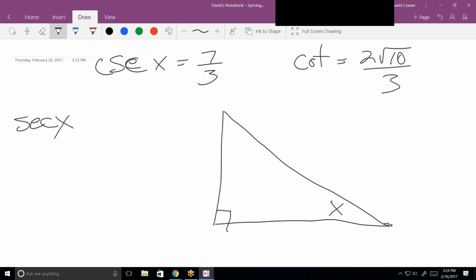The cosecant of x equals 7/3. What two sides can I dimension? You can dimension the opposite side and the hypotenuse. Okay, what's the opposite side? 3. And the hypotenuse is 7.